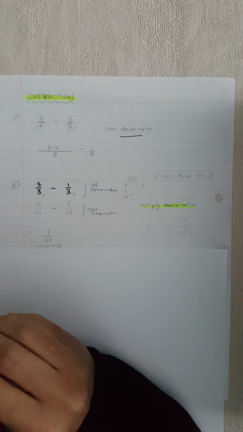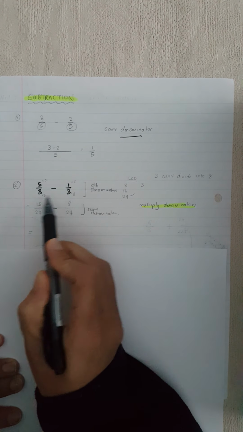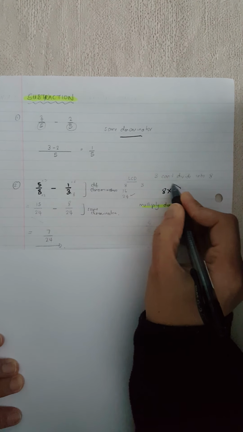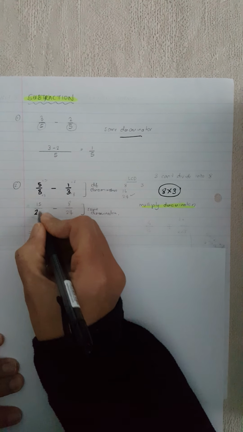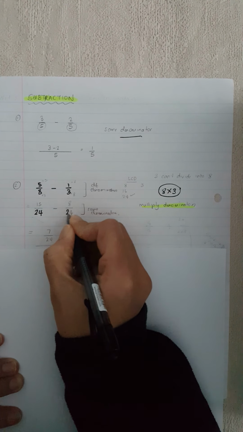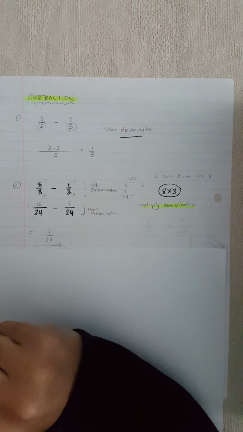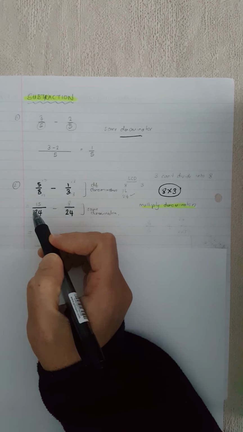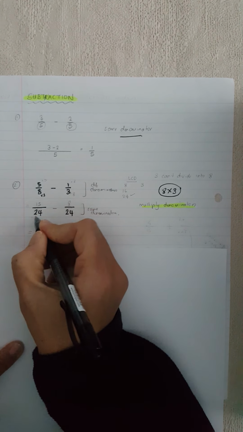So what I'm going to do is multiply my denominators together. So I'm going to take 8 multiplied by 3, and my answer becomes 24. So I'm going to use 24 as my denominator. Now how did I get to 24? What did I do to 8 to get to 24? I multiplied it by 3. Okay, so 8 times 3 gives me 24.